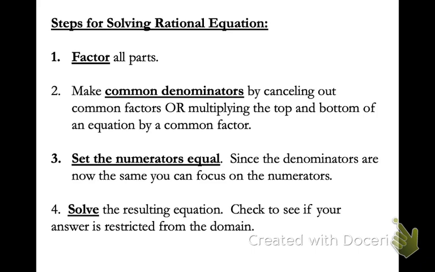First of all, we're going to start by factoring all parts in order to help us make common denominators. We might be doing this by canceling out common factors or multiplying the top and the bottom by something in common. It just kind of depends on what we're given. Step 3 is going to be to set the numerators equal. So once our denominators are the same, we can just focus on the numerators. Step 4 is going to be solve. And then we want to make sure we check that our answer is not restricted from the domain.